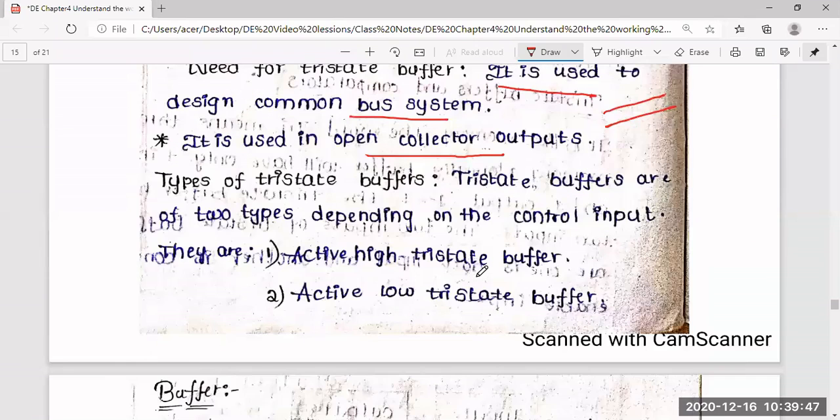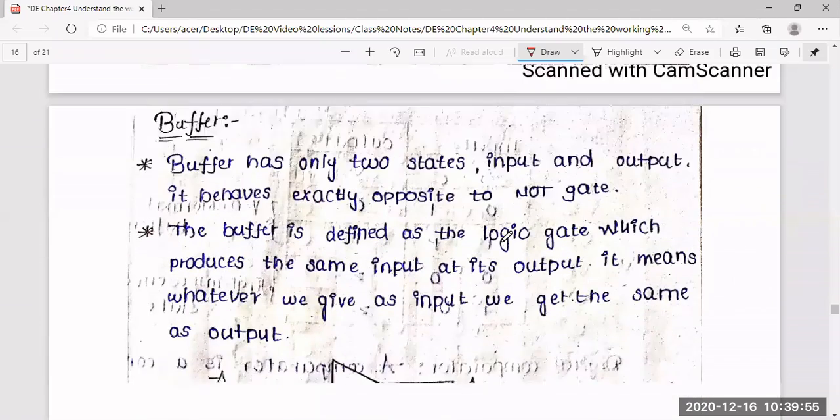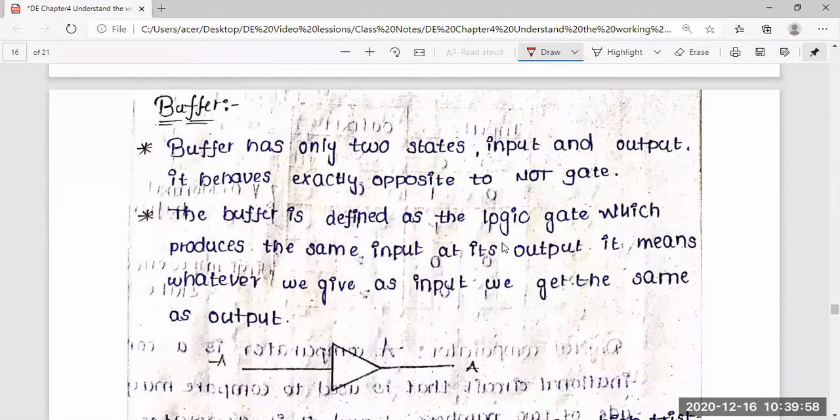So what are the different types of tri-state buffers? Tri-state buffers are of two types depending on the control input. They are active high tri-state buffer or active low tri-state buffer. Okay, so a buffer is nothing but it has only two states, input and output. It behaves exactly opposite to the NOT gate.